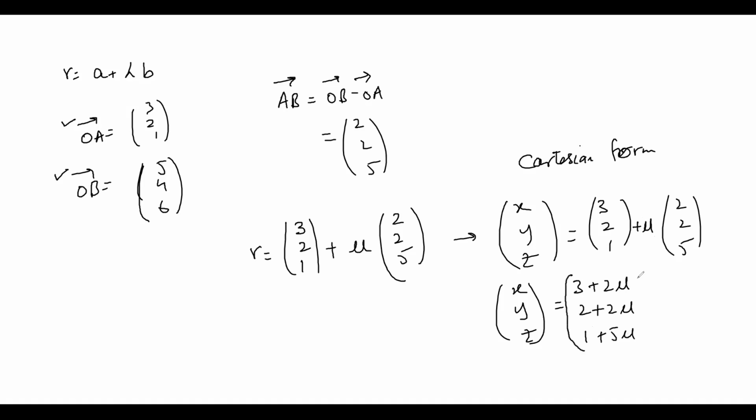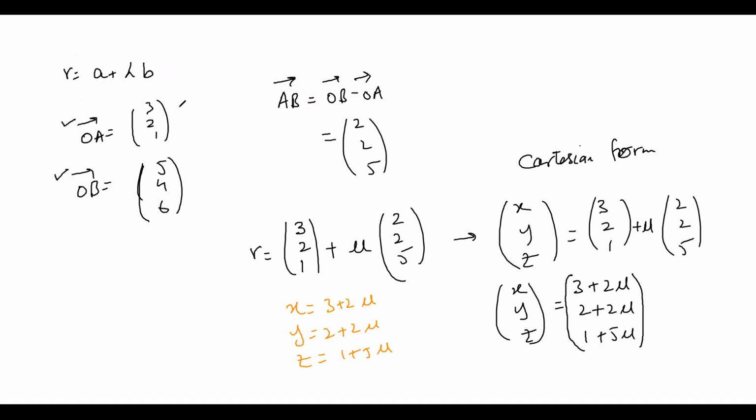This is still the Cartesian form, but if you split them, if you write x is equal to 3 plus 2 mu, y is equal to 2 plus 2 mu, and z is equal to 1 plus 5 mu, these are the parametric equations of the line containing these 2 points A and B. Any questions?